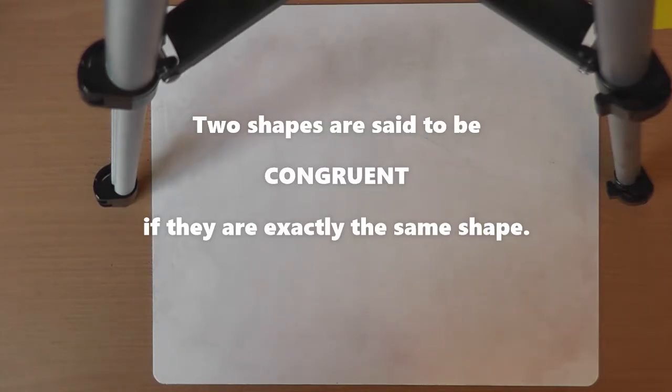You might have to rotate it or flip it round to do that, but if you can pick one up and by rotating it or flipping it round, you can place it exactly over the top of the other one, they are the same shape and they are said to be congruent.